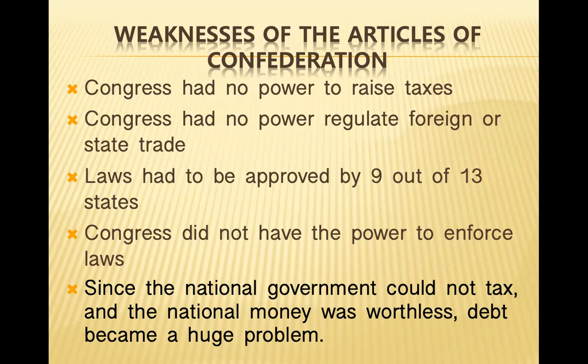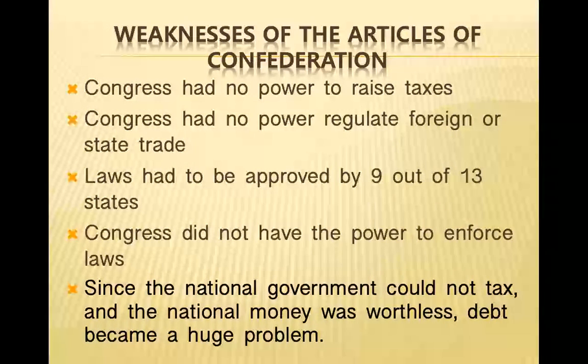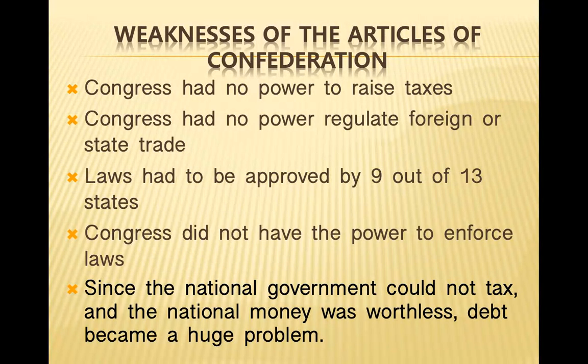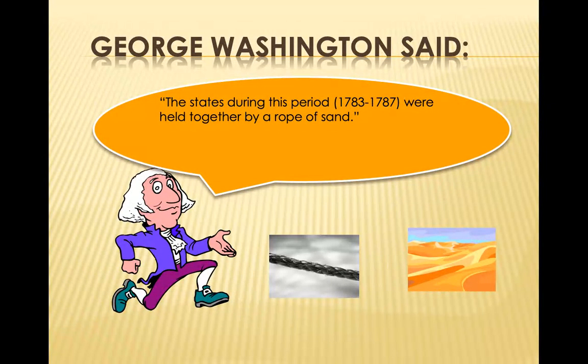Hardly anything got done. And since the national government could not tax and the national money was worthless, debt became a huge problem, not just for the national government, but soon it became a problem for the states as well. George Washington said the states during this period from 1783 to 1787 were held together by a rope of sand.